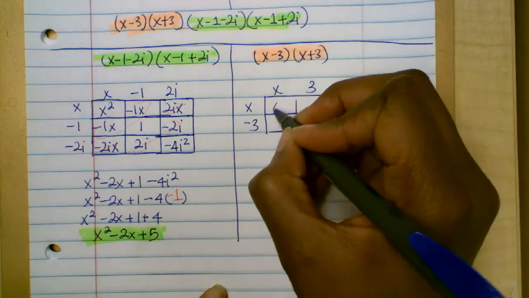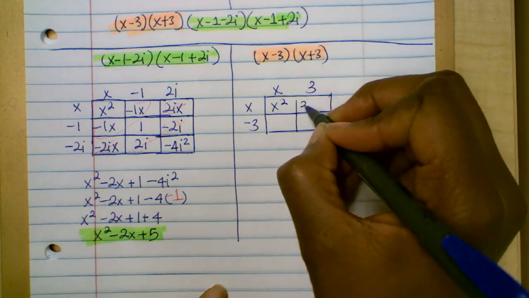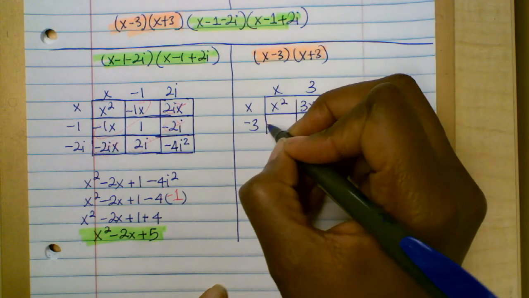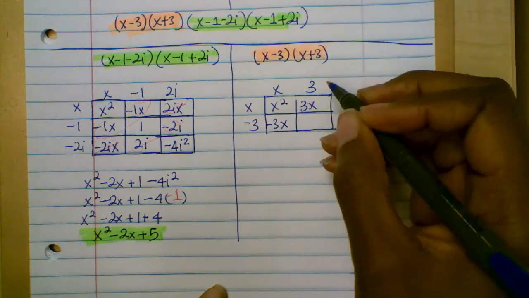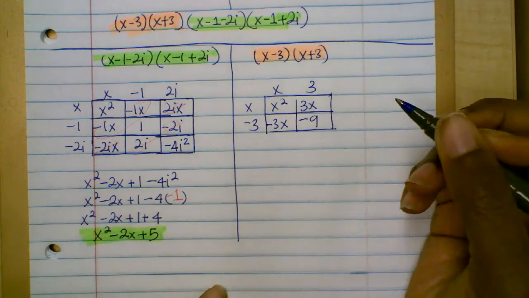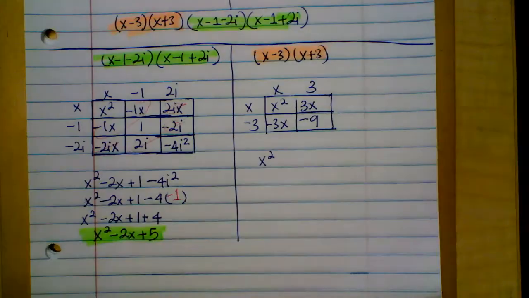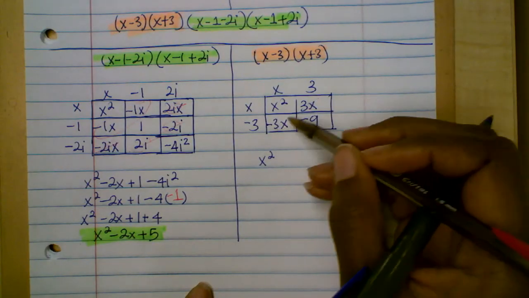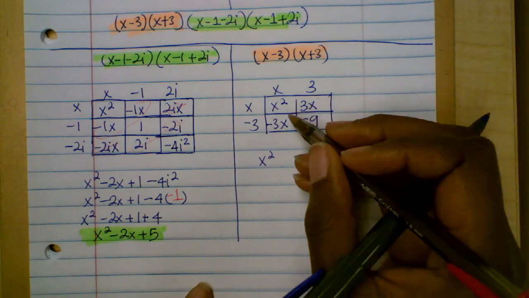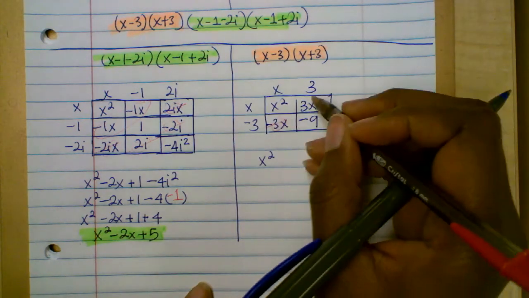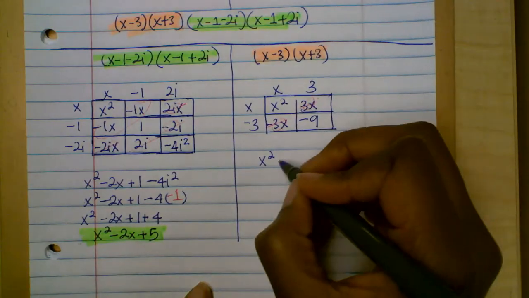So x times x is x squared. X times 3 is 3x. Negative 3 times x is negative 3x. Negative 3 times positive 3 is negative 9. Okay. Is there any term I can combine? Yes. They're opposites. They cancel out to 0 actually. Positive 3x plus negative 3x add up to 0. And then you're left with x squared minus 9.